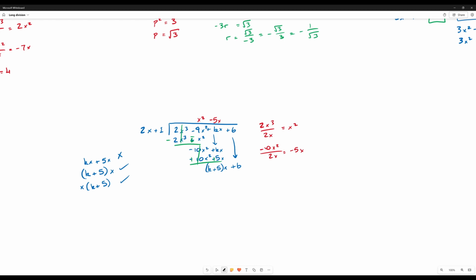Plus 6, you bring down the plus 6. You'll notice now it's a single x term and a single number term. That is the gold that we're looking for. None of this nonsense.